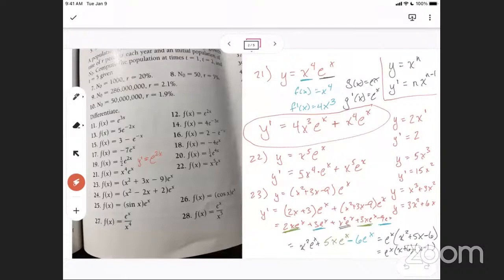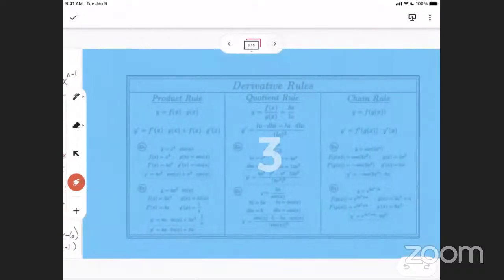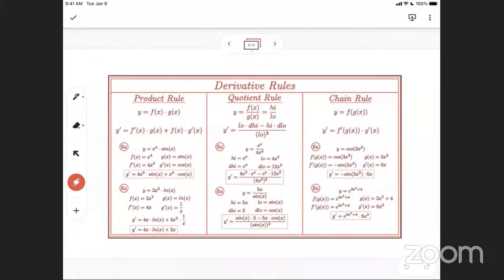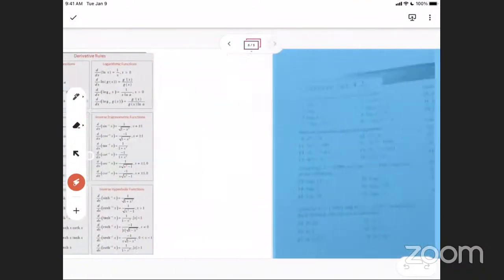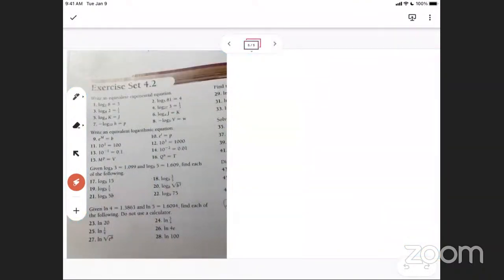So are we good with that first page, or do you want to keep working through some of it? I think we're good. Now I understand. Okay, because actually number 27 and 28 are quotients. Do you need to do 27 and 28, or do you not have to do those yet? No, I actually know how to do quotient. Okay, because the quotient rule is on here, but if you don't have to do it, let's just skip it for now. Maybe we'll come back to it if we have time.